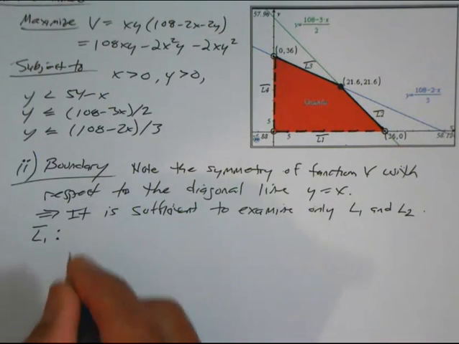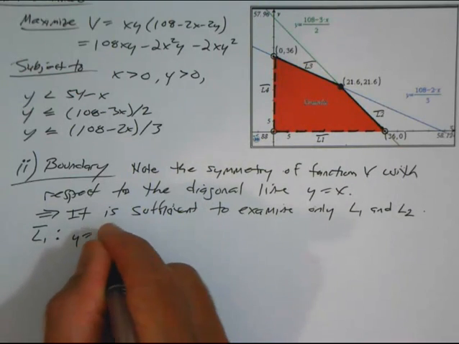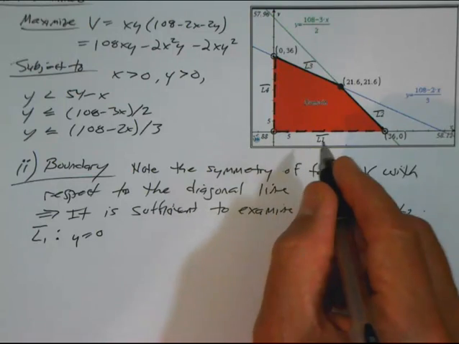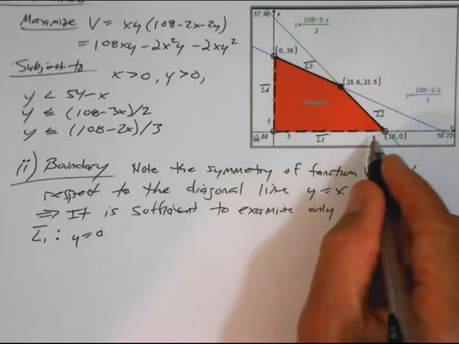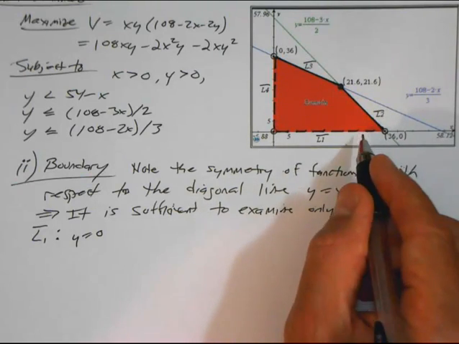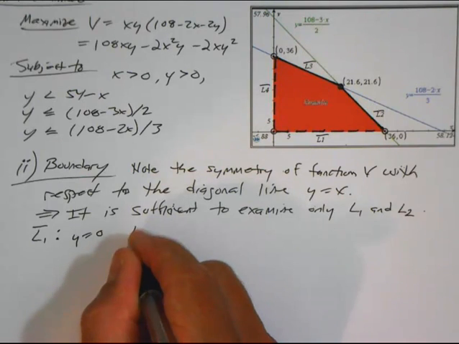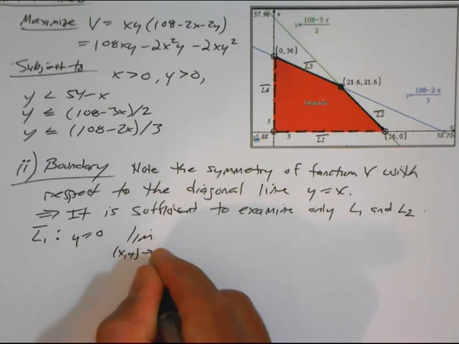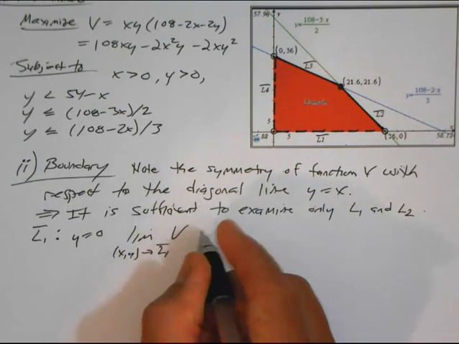And for L1, what about that? Well, the equation there is y equal to 0. And another thing to note is that the function v, rather L1, is not actually part of the domain of this function. So now what do we do? Okay, we could at least consider the limit as (x, y) approaches L1 of v.